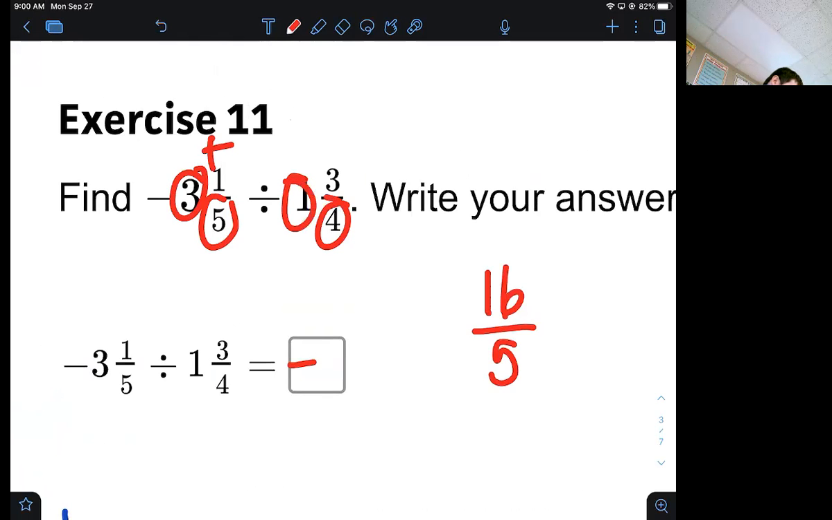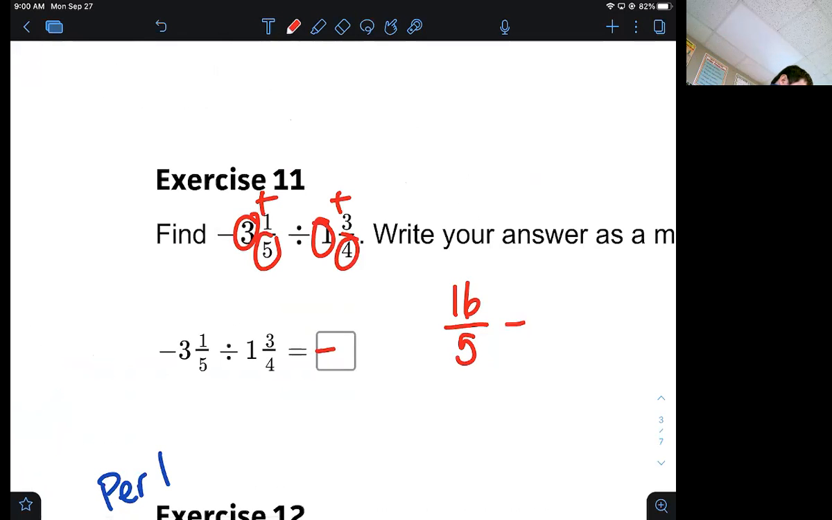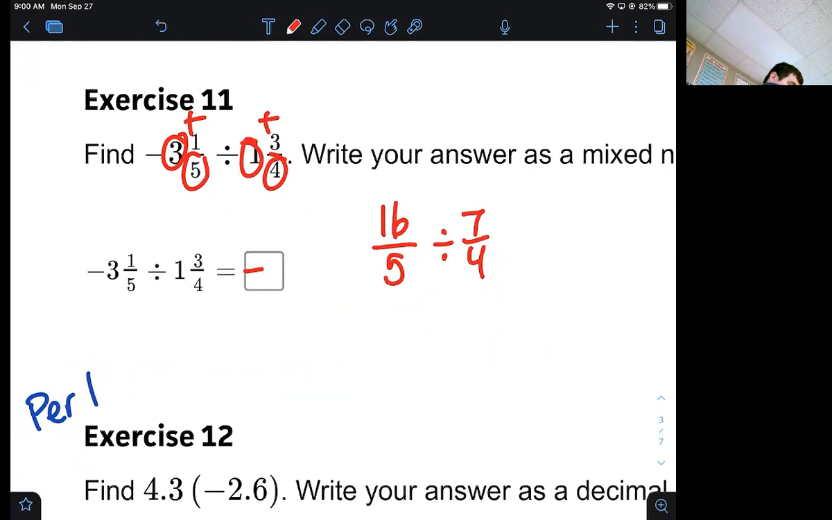What's 4 times 1? Plus 3. Okay, so I've got 16/5 divided by 7/4. Now I can use keep change flip. So I can turn it into a multiplication problem. And unfortunately, when I flip them upside down, the 4 and 16 can't cancel anymore. Remember, you can only cancel when it's multiplication. You cannot cancel the 4 and 16 when it's still a division problem.